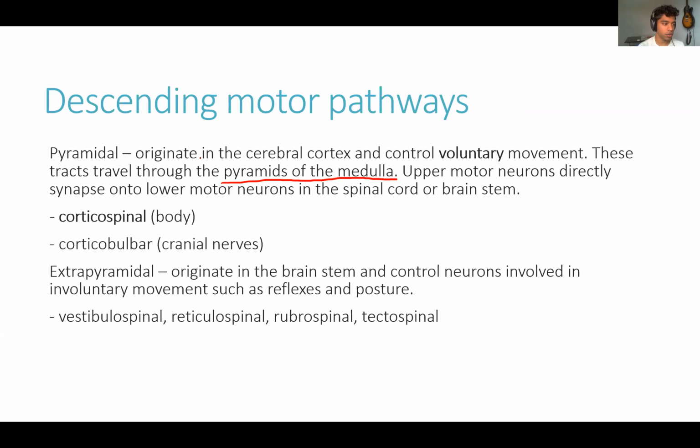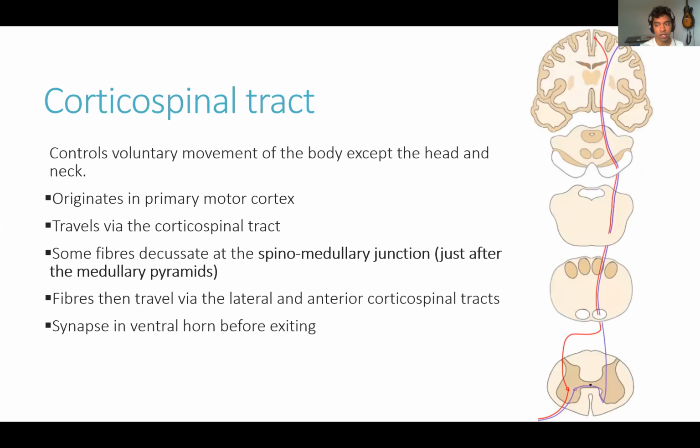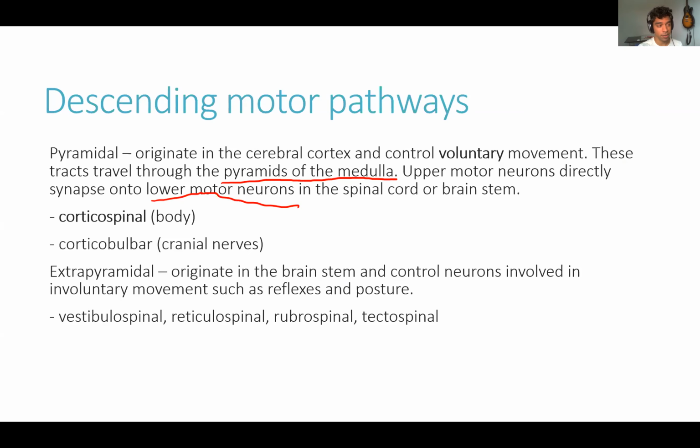Upper motor neurons directly synapse onto lower motor neurons in the spinal cord or the brainstem. The corticospinal tract controls your body. The corticobulbar tract, for your cranial nerves, controls all the stuff in your head and neck. Extrapyramidal tracts control involuntary things like reflexes and posture. And we'll discuss rigidity and spasticity, which can be used to differentiate between these two.